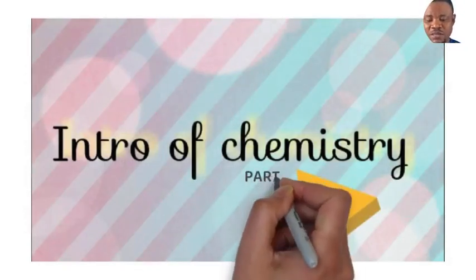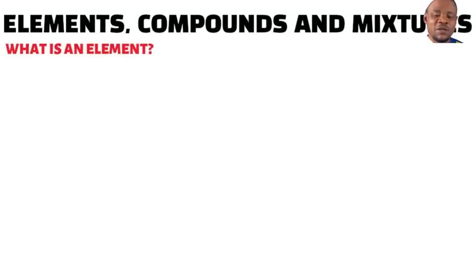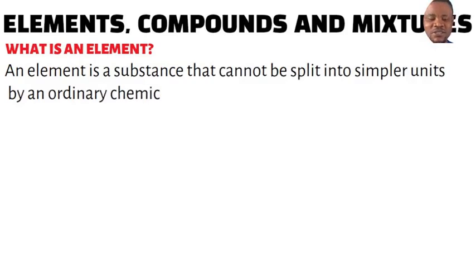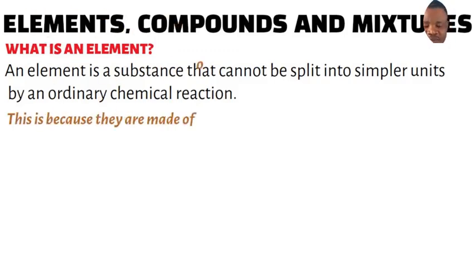This is going to be part 3 of the introduction to chemistry. In this class I'll be talking about elements, compounds, and mixtures. So what is an element? An element is a substance that cannot be split into simpler units by an ordinary chemical reaction. You can break them into smaller particles, but you cannot split them into simpler units. I'll explain this very soon.